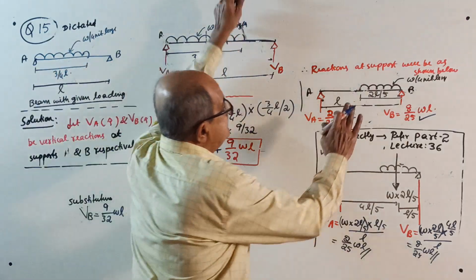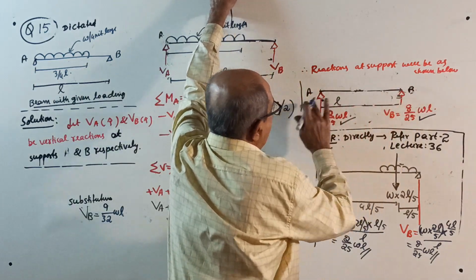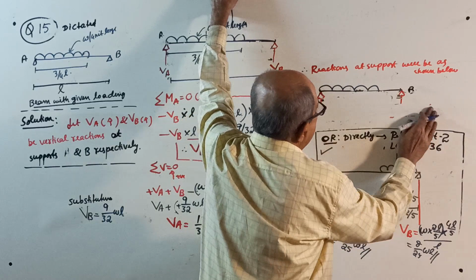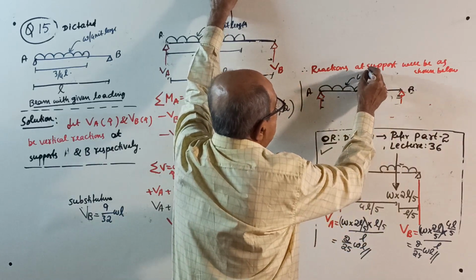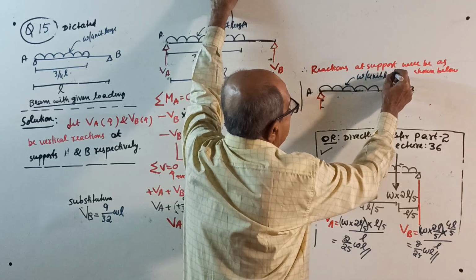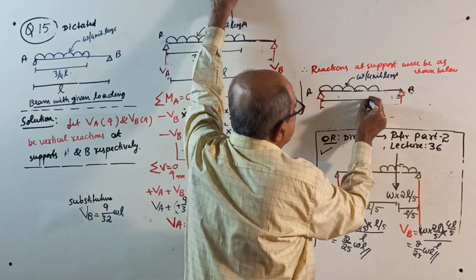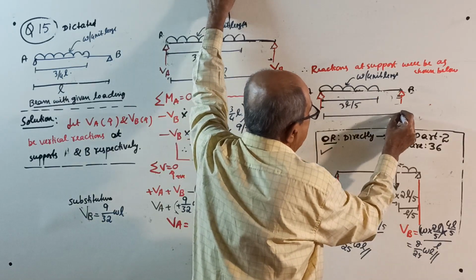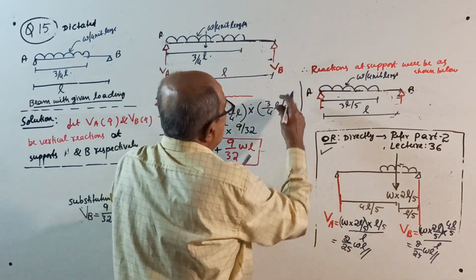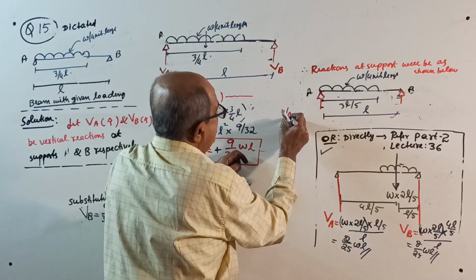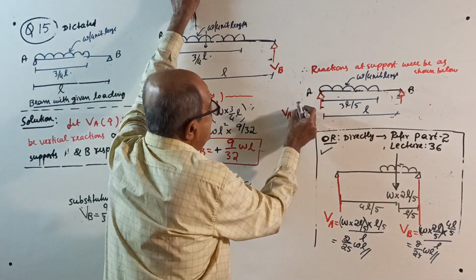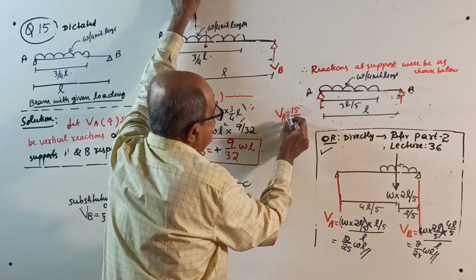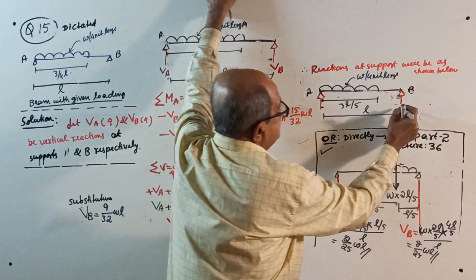Okay, therefore, for a simply supported beam of this type, if there's a UDL covering almost the full span, if the load is W per unit length, and the load is for a length of 3L/4, and the span is L, then this reaction VA equal to 15 by 32 WL.